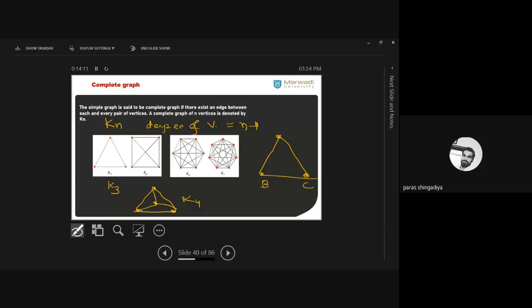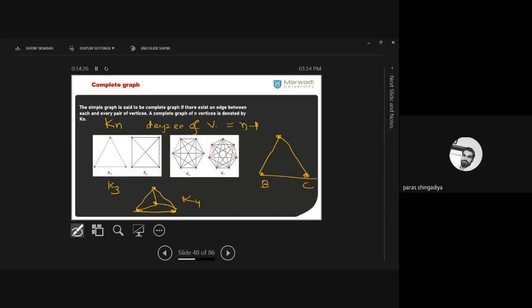There are all the plus boundary vertex. Here one of them is inside. The degree of all vertices is 3 here. 4 vertices are there. So that is also the complete graph. You can also modify this structure, but the condition should be fulfilled.